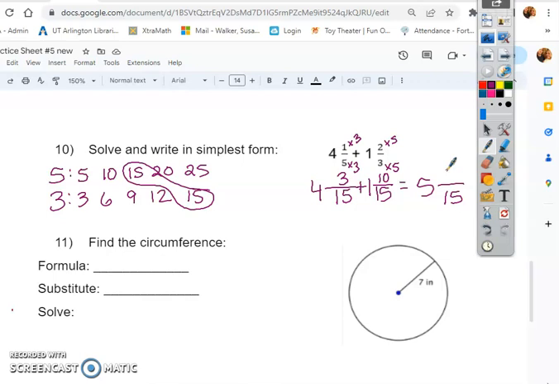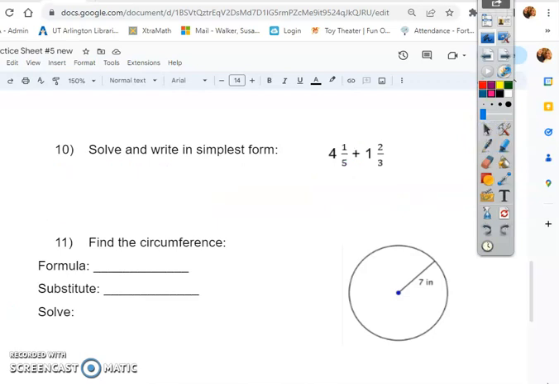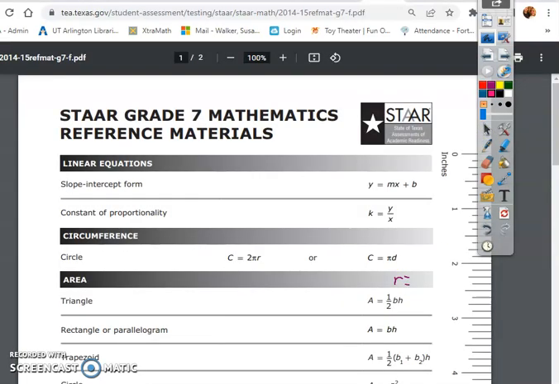Okay? And the last step is we are going to find circumference. So, remember we have to label this radius or diameter. So this is a radius because it goes to the middle, radius. So I go down here, circumference, 2 pi r or C equals pi d. I want 2 pi r because I know the radius. C equals 2 pi r.